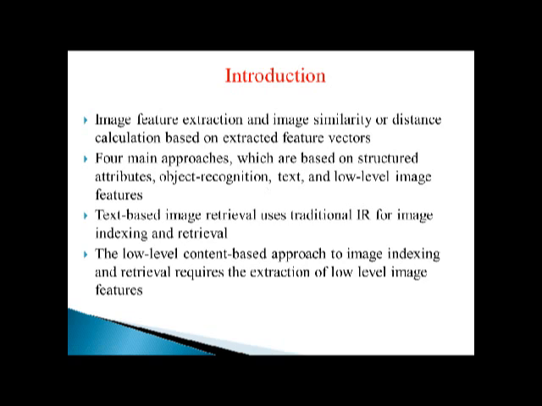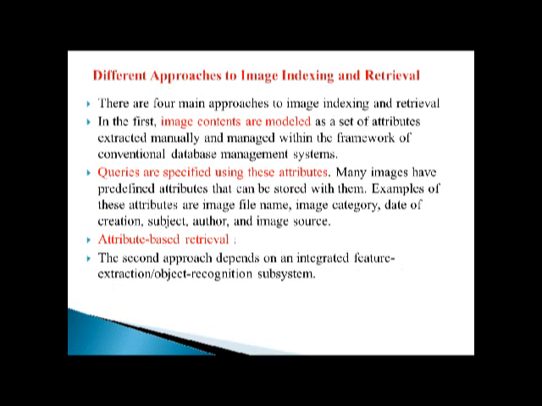When you go through the structured attributes, you can see the attributes related to the data types. If it's an image, it is the BLOB, a binary large object. So all this kind of database can be extracted. Then object recognition, how the object can be recognized, then text, and low level image features like images with lesser clarity, with fewer pixels. These are the other main aspects related to it.